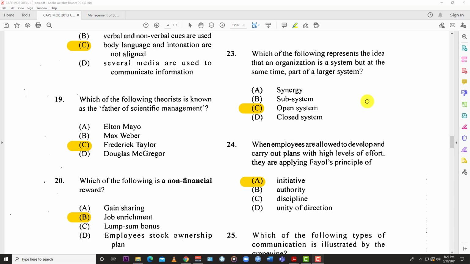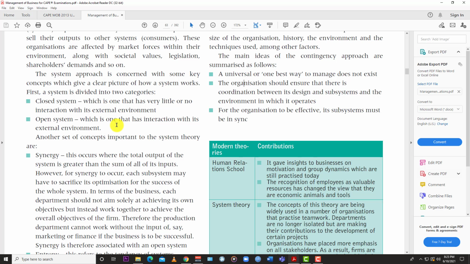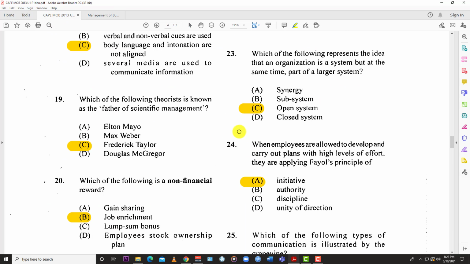Which of the following represents the idea that an organization is a system, but at the same time part of a larger system? And so we have the answer here selected as open system. Why? Because an open system in the textbook is one that has interactions with its external environment.